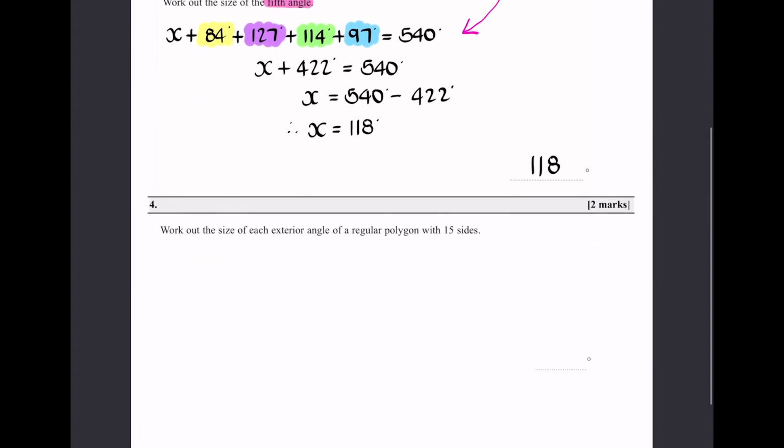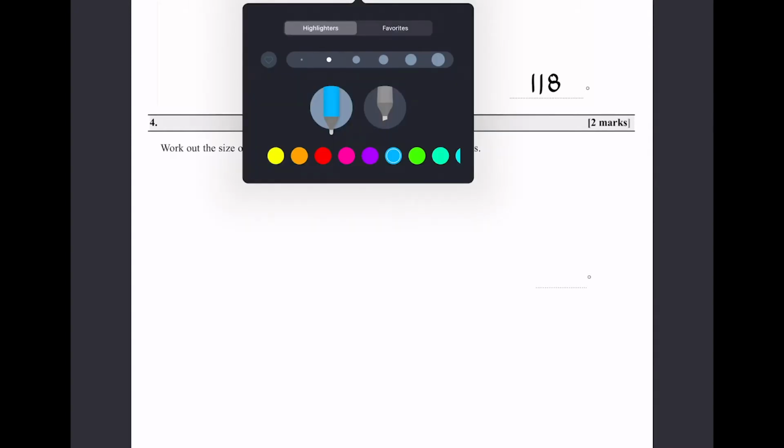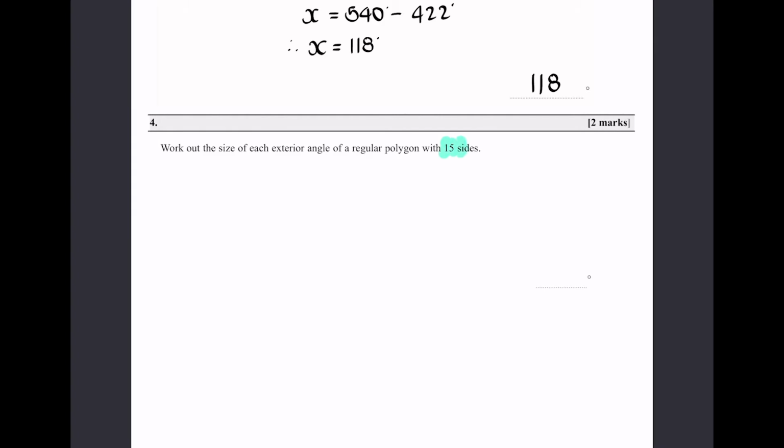If I look at the next question, I have: work out the size of each exterior angle of a regular polygon with 15 sides. So now I have a regular polygon with 15 sides and I want to determine the exterior angle. So we know that the exterior angle is equal to 360 degrees divided by n, and n is the number of sides. So that means that it will be 360 degrees divided by the 15. So the exterior angle would equal 24 degrees.